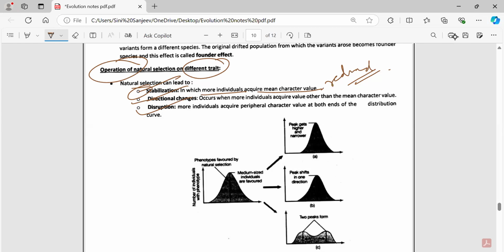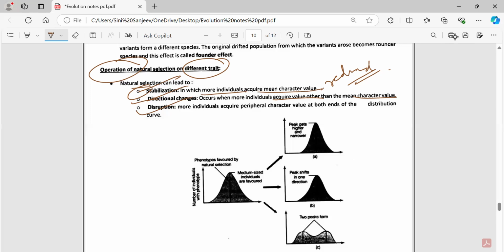In the same way, the second one which you have is the directional changes. So directional changes means what? Whatever individuals are there, they will acquire more value than the mean character value. Means one organism may be more favorable than the other. Okay, so that's called what? Directional changes which may take place. For example, if you see the peaks, one is narrower, and in the other you can see the direction which is there.